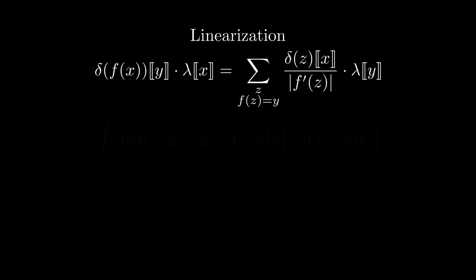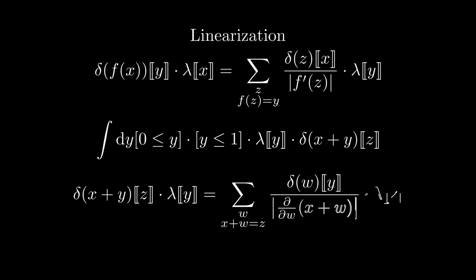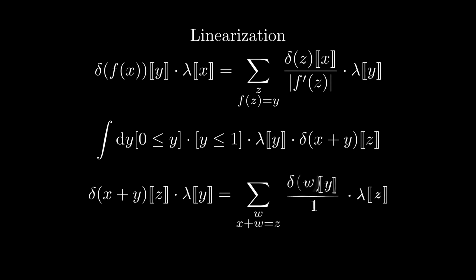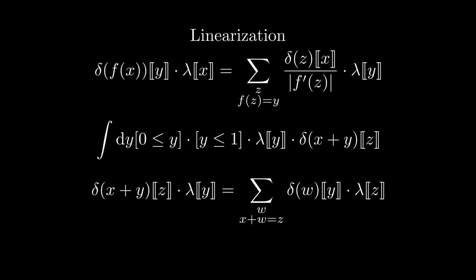For example, the following integral was shown earlier. We will now simplify it using our rule. We can instantiate the rule for a product of Lebesgue measure and Dirac delta to reverse the deterministic dependency between y and z. In this case, the derivative is simply 1. Furthermore, the equation has a single solution.